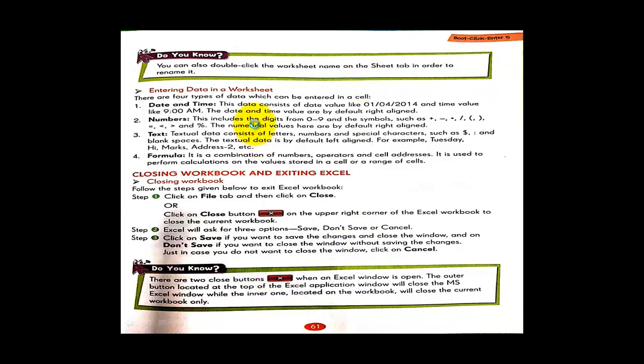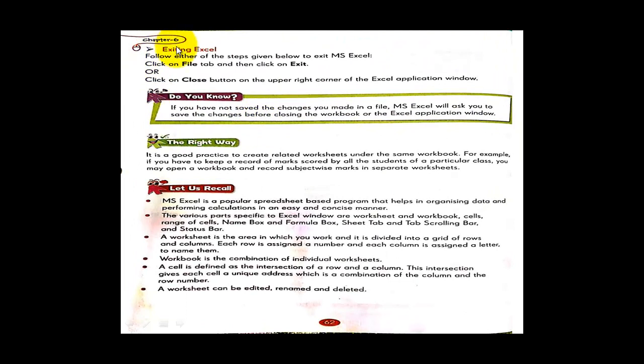To exit Excel directly, go to File and click Exit, or click on the Close button on the upper right corner of the Excel application window. Now, if you have not saved the changes you made in a file, MS Excel will ask you to save the changes before closing the workbook or the Excel application window.